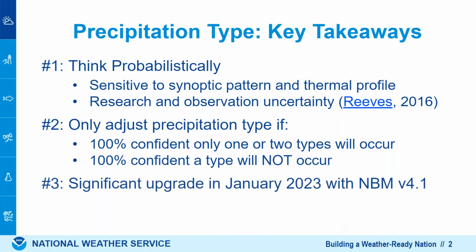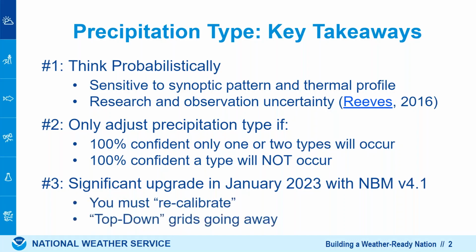Finally, a significant upgrade is coming with regards to precipitation type in January 2023 with the NBM 4.1. It's about 3 months away from today. When that happens, you must recalibrate. And again, the top-down grids are going away.